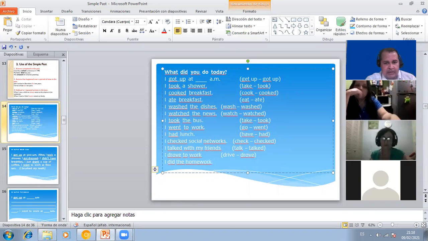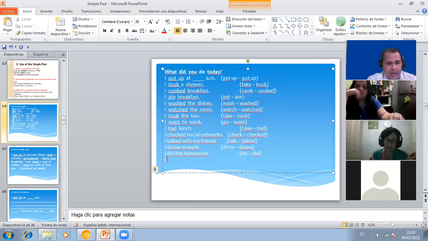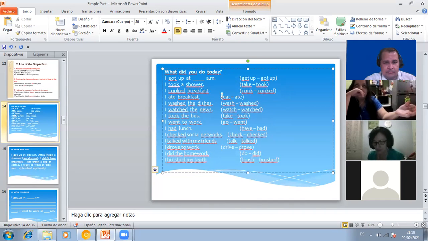Okay, here the verb is do. Or you can say, for example, I brushed my teeth. Me cepillé los dientes. The verb brush is regular. See, these are the verbs. Okay, take a look at the actions, everybody.